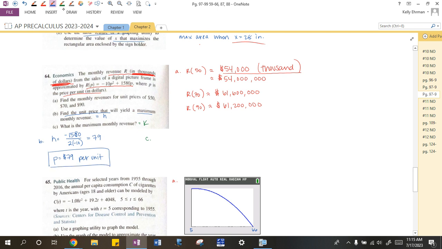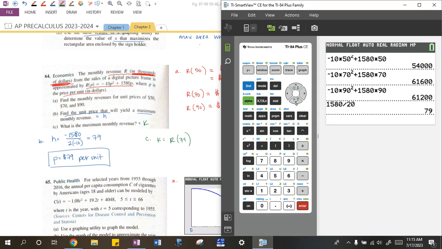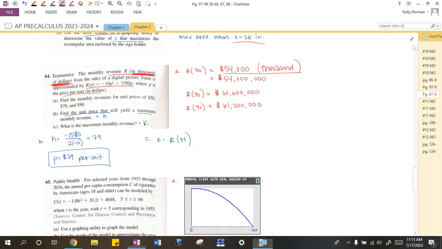And then what is the maximum revenue? To figure out K, you plug in H. So evaluate R of 79. Again, you can either press second enter until you get that last line, or if your calculator allows you to go up and grab a previous line, then do that. Change the 90s to 79s. And we get 62,410. And we're going to multiply that by 1,000 because revenues are in thousands of dollars. Okay.